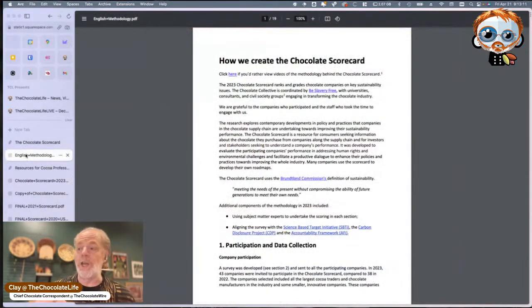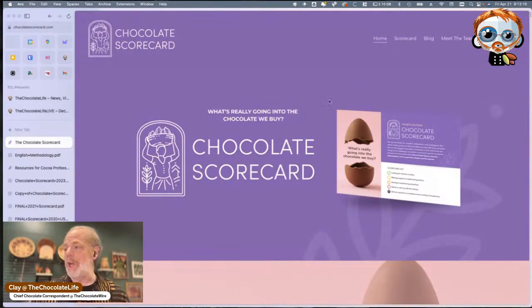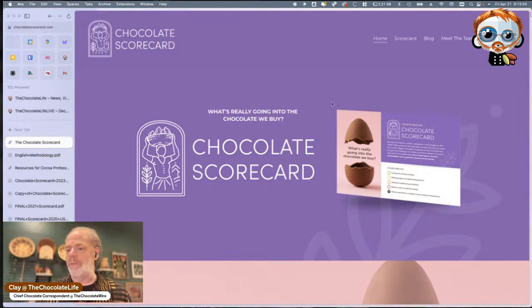So if we look at the methodology, and by the way, if we go to the homepage, one of the things you'll find, which I think is interesting, is if you hover over the scorecard link, you can get the scorecard in more than a dozen languages. It looks like Korean and Japanese are up there, and for some reason Romanian, Estonian, and Finnish are among the languages it has been translated into. But English, French, German, Spanish, and Portuguese are all there. So that's one of the things that makes this information more accessible than many of the other similar projects that are going on.